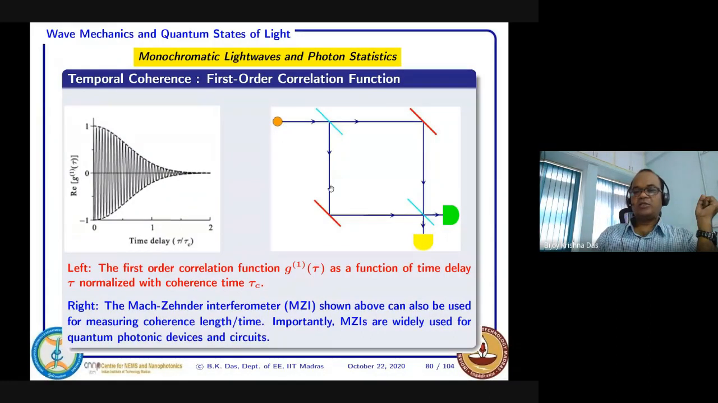So that means before measurement, we cannot really say which path the photon is following. Both the paths are simultaneously to be considered.